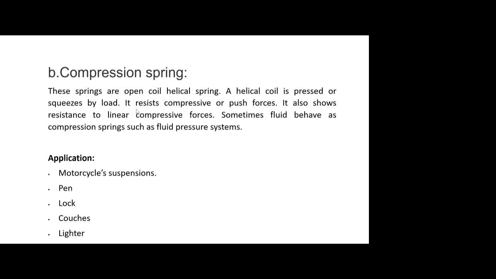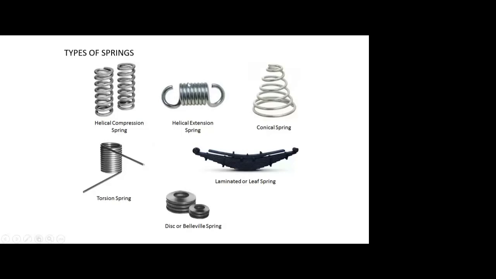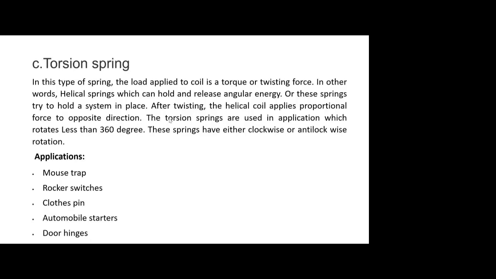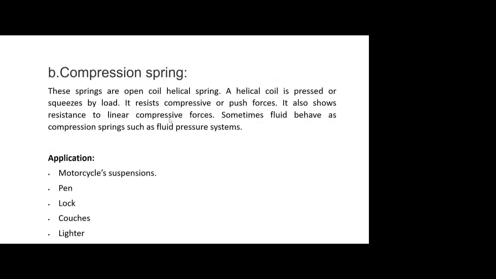Then the compression spring is similar to a tension spring, but the difference is that here the coils are closely coiled. That means the coil is wound closely, whereas here some gap is there between two adjacent coils. These are usually used for motorcycle suspensions. We also use them in the pen, and in locks. When we use a pen with a refill, we can push and pull it. Also here we are using a spring, which is a compression spring. This has a very small thickness.